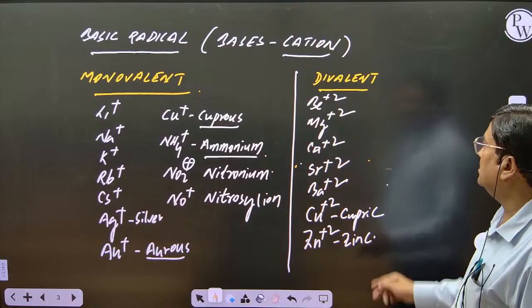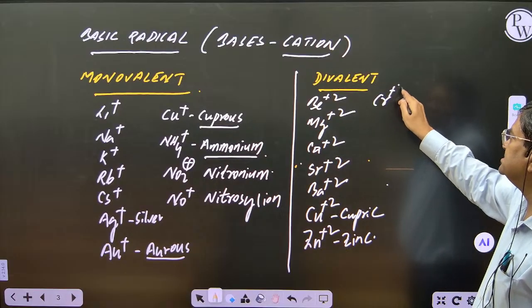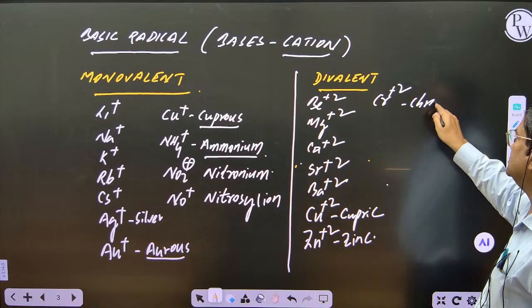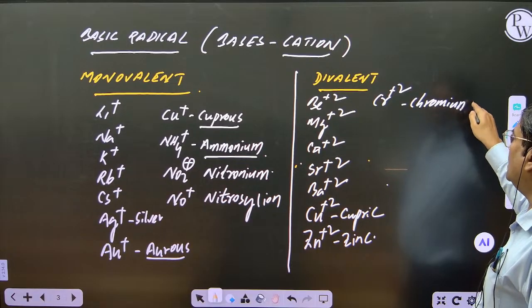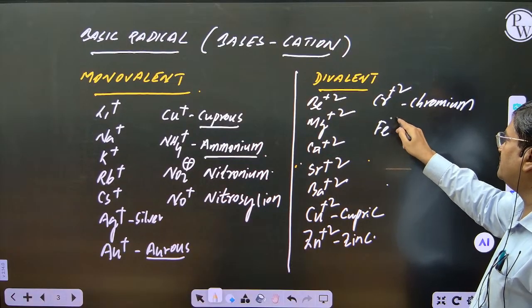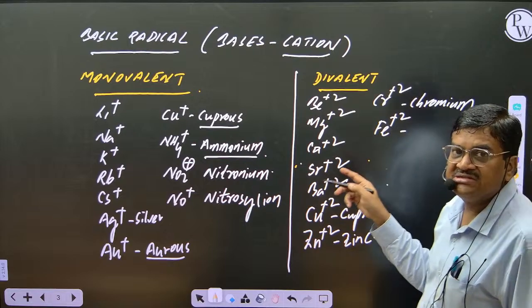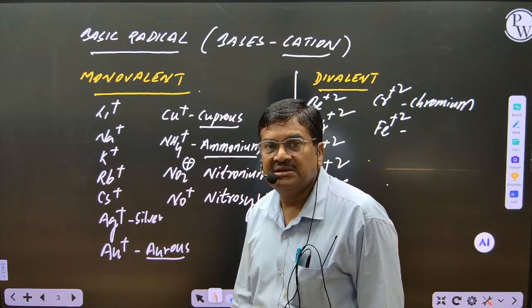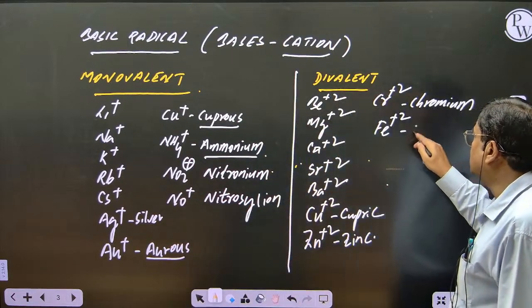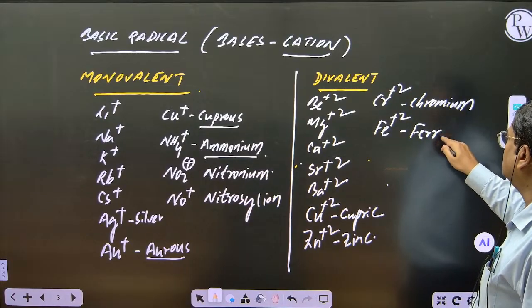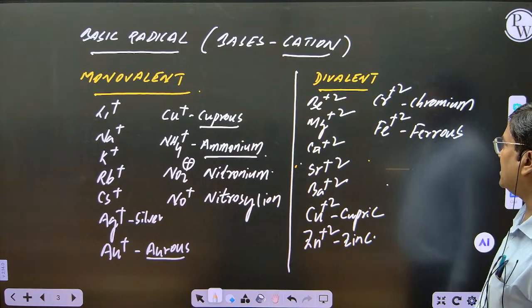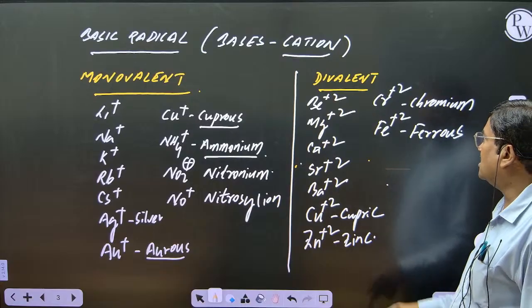Zinc. And you know chromium. Chromium exists as Cr plus 2. And you know iron exists in plus 2, ferrous: in ferrous, Fe plus 2. Ferric is plus 3. See, lower is ous. This is ferrous.